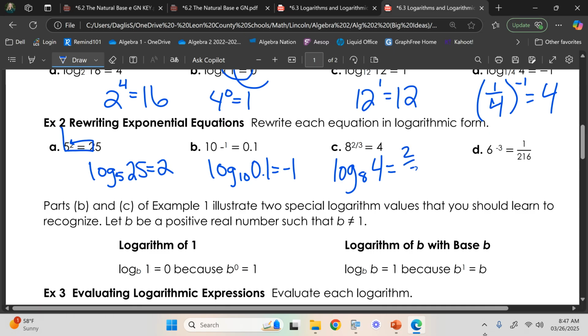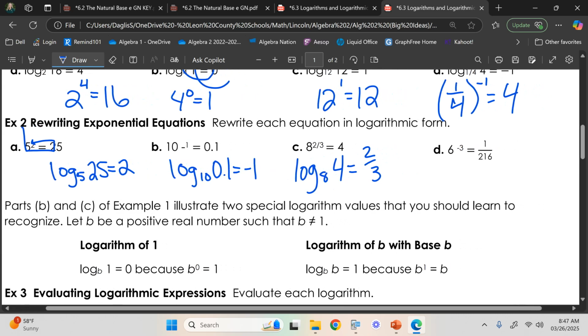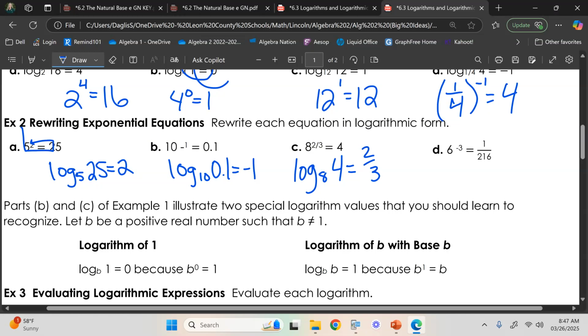Good. All right, Chloe calling somebody. Hooper. You knew it was coming. All right, part D. Log base 6 of 1 over 216. There you go. Nice.